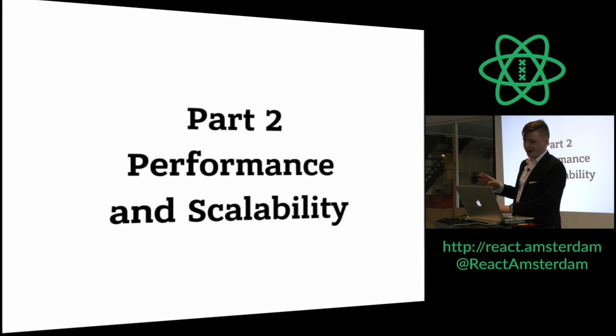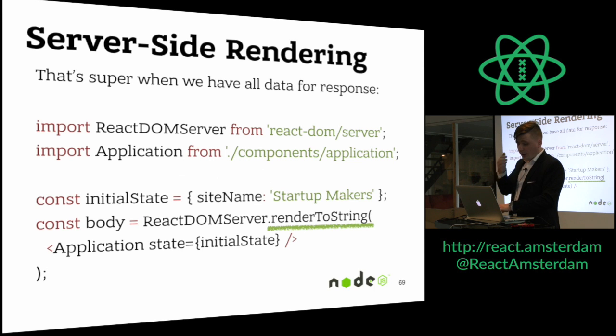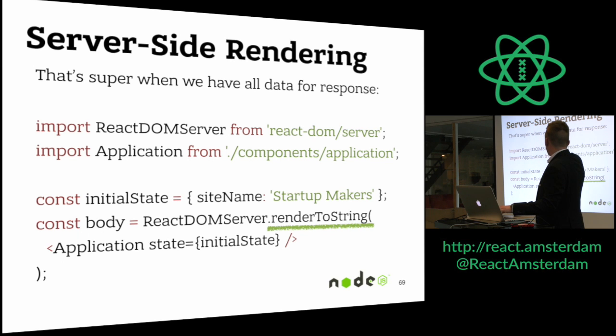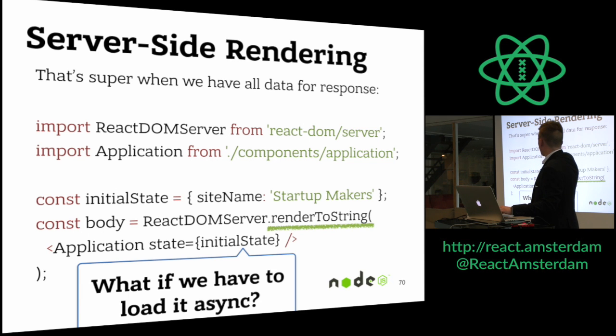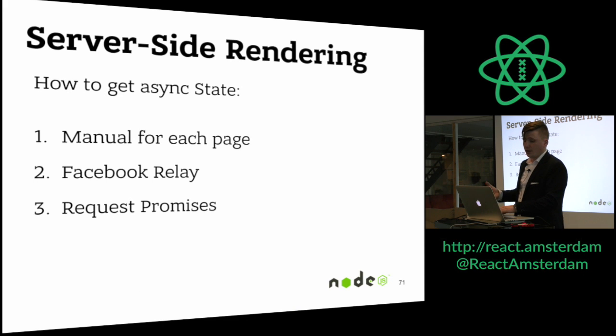So part 2, performance and scalability. I mean functional scalability, not performance scalability, at first. Server-side rendering is very easy when we have data before we build a component, before we push the component with state. But what if we have to load data beforehand in async mode? For example, from a database or from any other third-party resources.